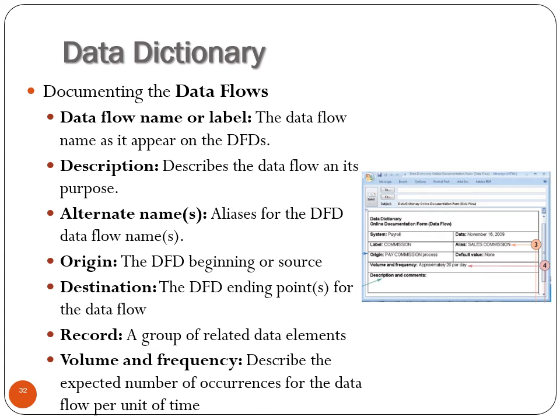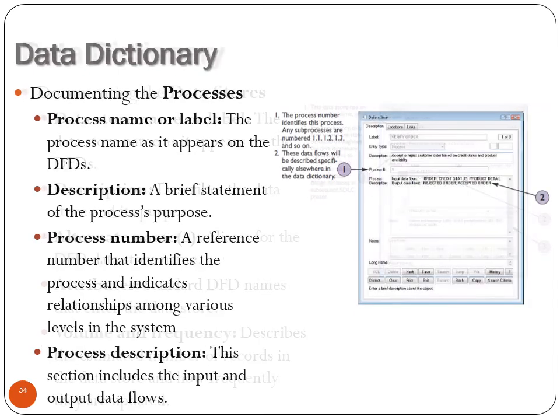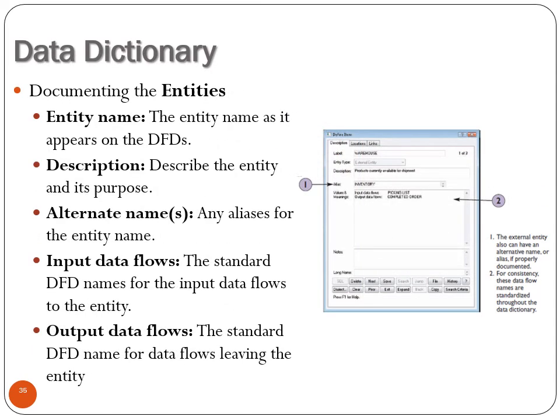For data flows, the attributes that are usually recorded are data flow name, description, alternate name, origin, destination, record, and volume and frequency. These are the attributes always recorded for a data store. Normally, we record data store name, description, alternate names, attributes, and volume and frequency. For processes, normally we record the process name, description, process number, and process description. The attributes of entities in the data dictionary are entity name, description, alternate name, input data flows, and output data flows.